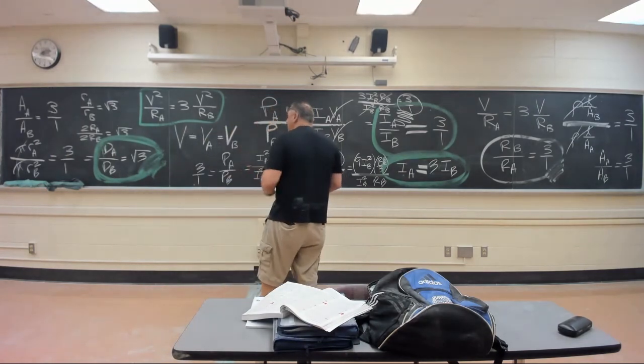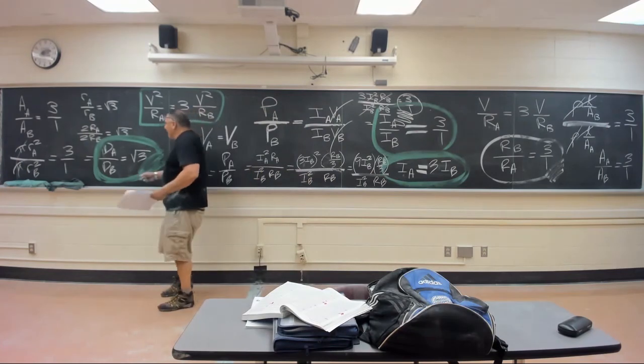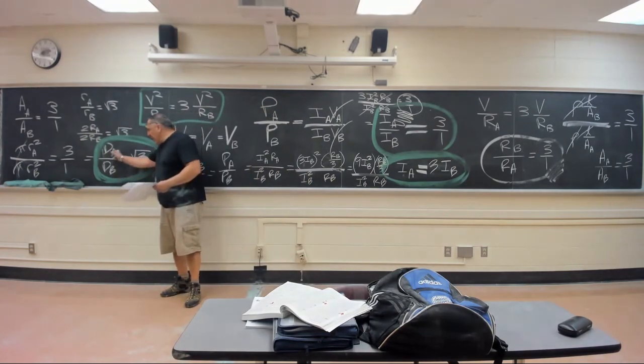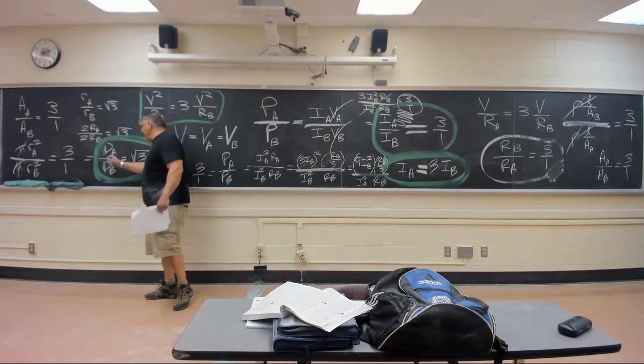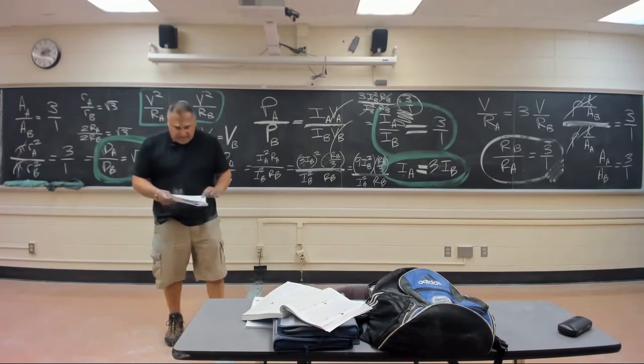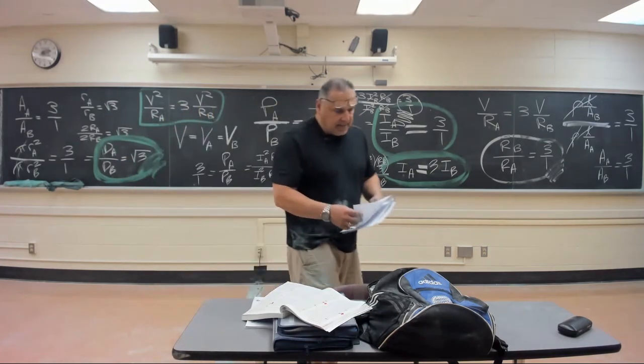I wrote it with a lowercase d. Lowercase d equals, lowercase d sub a over lowercase d sub b equals the square root of 3. The diameter of A is the square root of 3 times bigger than the diameter of B. And that's the story on that one.